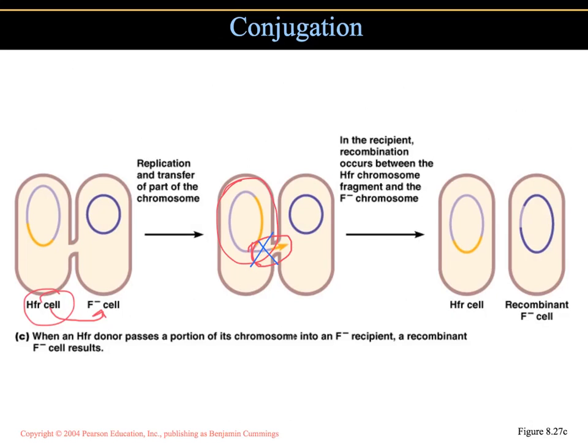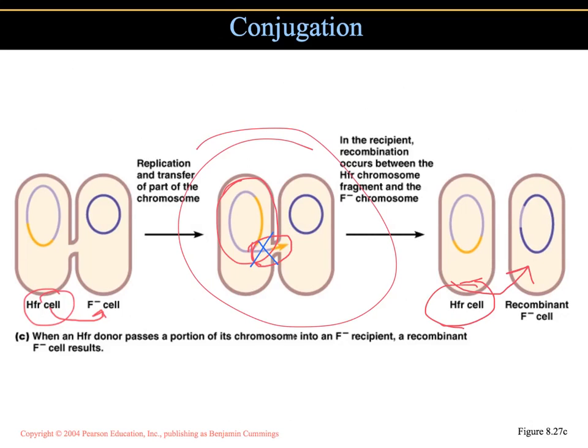Once within the recipient cell, the donor DNA will combine with the recipient DNA, and the recipient will remain F minus, because remember, it did not receive a complete F factor during the conjugation. So even though this HFR cell sent over some of its DNA, the recipient cell still remained F negative because the HFR cell did not get a chance to send over all of its DNA, because the chromosome would have broken off before it was completely transferred.